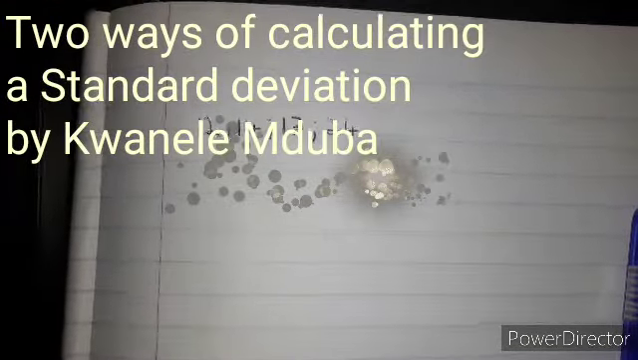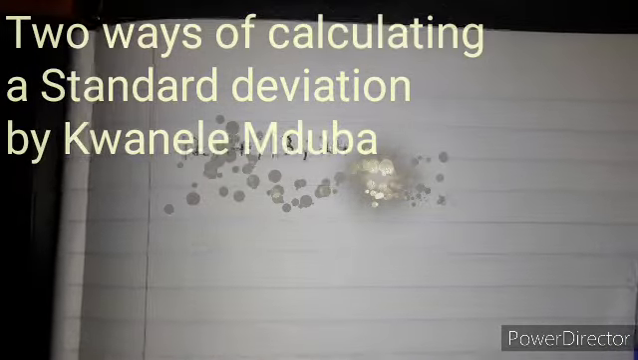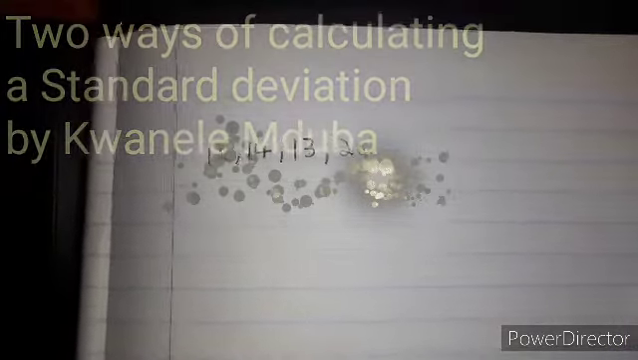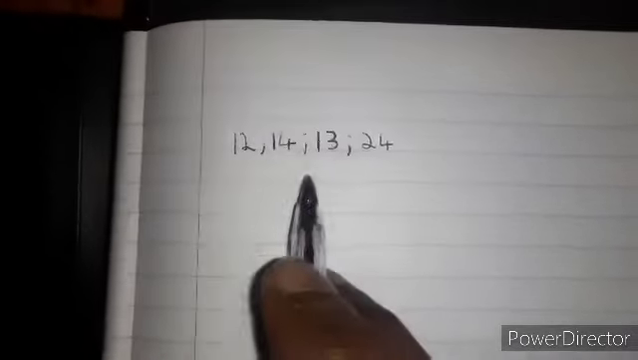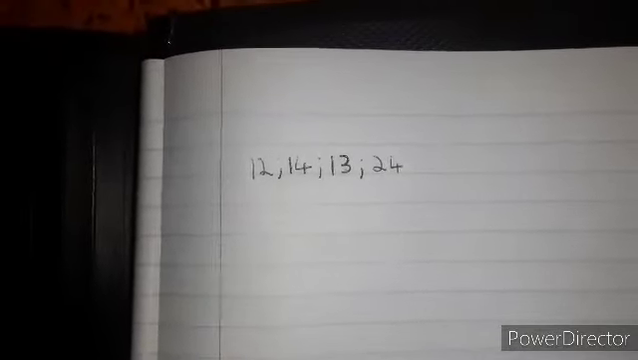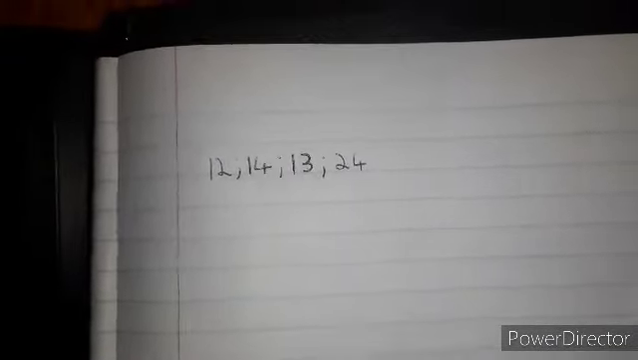In this video, I'll show you the two ways of calculating a standard deviation. Firstly, we have to calculate a mean. I'm going to use these observations. Before you calculate a standard deviation, you have to calculate a mean. You can't calculate a standard deviation without a mean. So how do we calculate a mean?